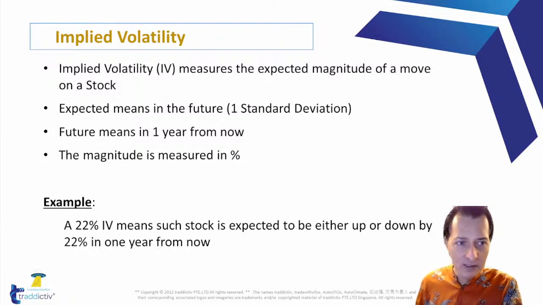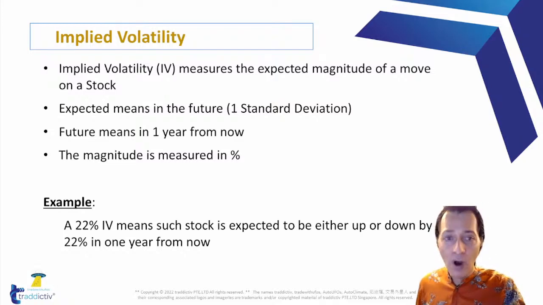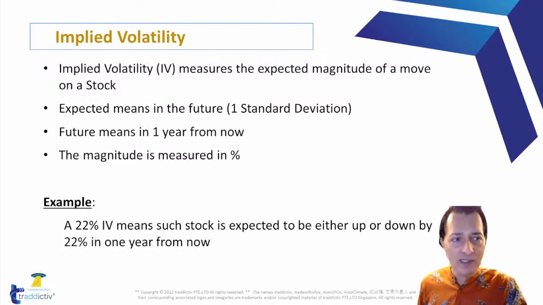That's 1 standard deviation. So in other words, in most of the cases, the expected move into the future would be 22%, either up or down, right? And in how long? 1 year. Why? Because options pricing models, by default, are all set up in ways where everything is accounted for in 1 year.